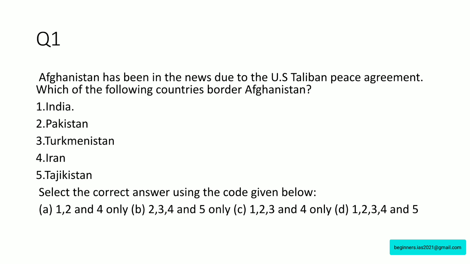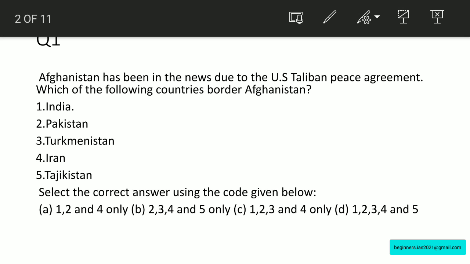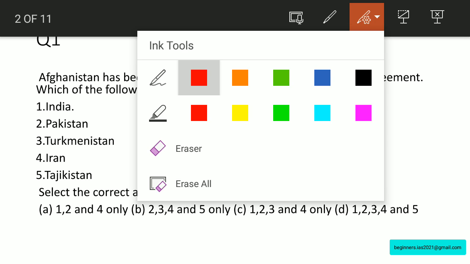Afghanistan has been in the news due to the US-Taliban peace agreement. Which of the following countries borders Afghanistan? India, Pakistan, Turkmenistan, Iran, Tajikistan. We have to identify the correct answer using the codes given below.